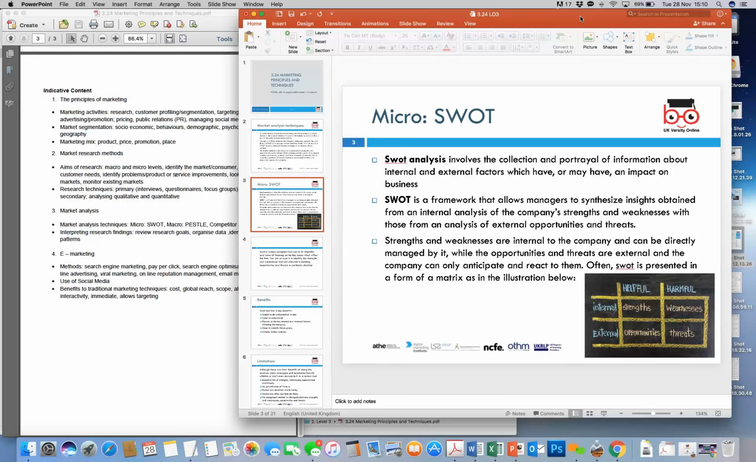And these strengths and weaknesses can be internal to the company, they can be directly managed because these are things which can be controlled by the company itself. So for example, if you are in the manufacturing business, say, a dairy farmer, the impact of Brexit is something which is going to be affecting all the industries.